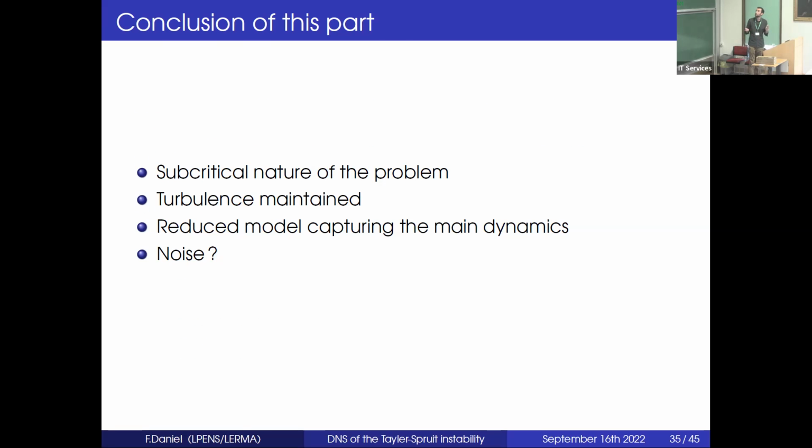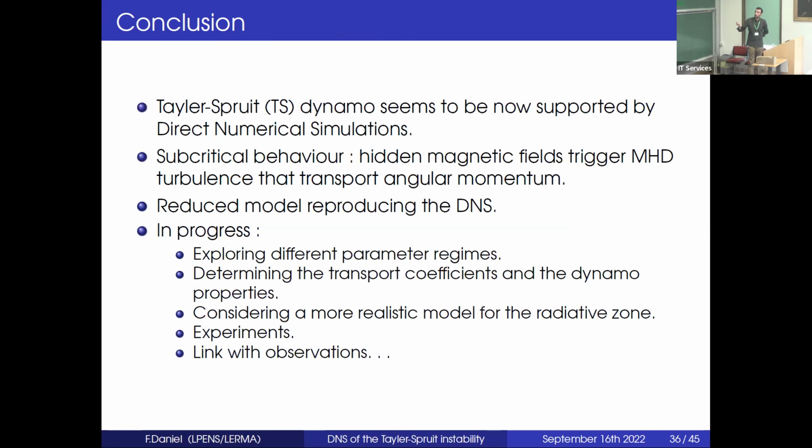Okay, and to wrap up on that, it seems that now the Tayler-Spruit dynamo is supported by DNS, but DNS that still use the Boussinesq approximation, and we're trying to go towards a more realistic model, and we're working with people from CEA in France to go towards an anelastic one. And we've got this subcritical system, which seems to reproduce the main dynamics at hand, and that could be more general.